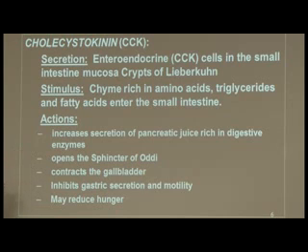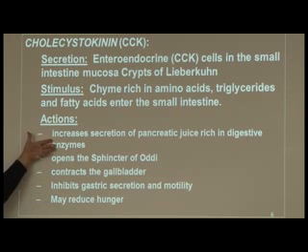Its name is in reference to its activity on the gallbladder. What was learned very early on is that it caused gallbladder contraction. So hence its name, cholecystokinin, is a reference to acting with the gallbladder. And so that's one of its actions.